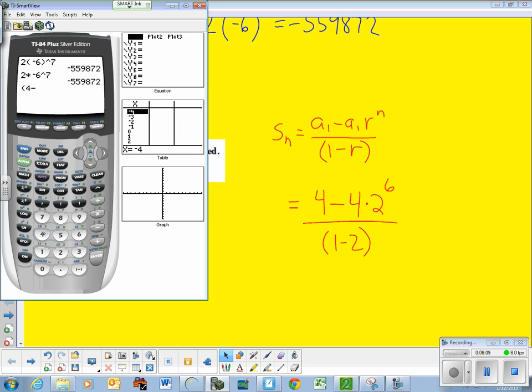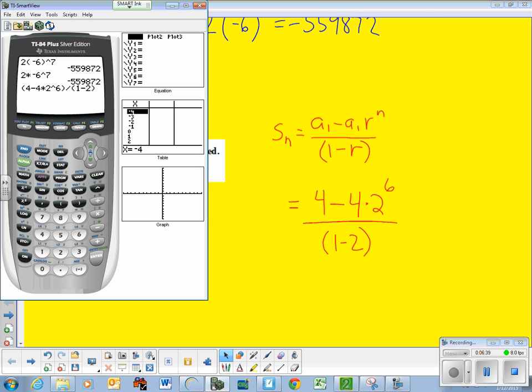4 minus 4 times 2 to the 6. When you get fractions or negatives in there, you're going to need a lot more parentheses. My order of operations is going to be fine, because the 2 to the 6 will happen, then the times 4 will happen, and then the 4 minus will happen as is with no extra parentheses. Divided by parentheses 1 minus 2, we can just go ahead and make it -1. But here's the formula, subbed in.